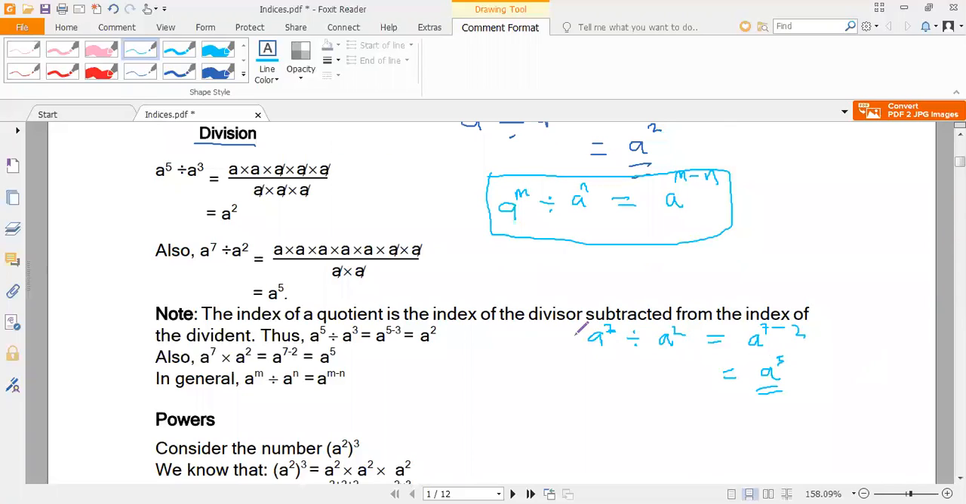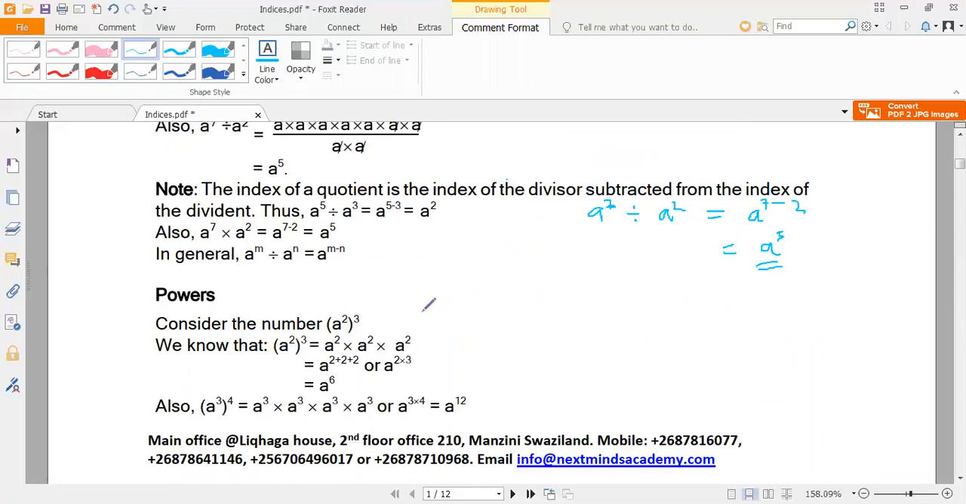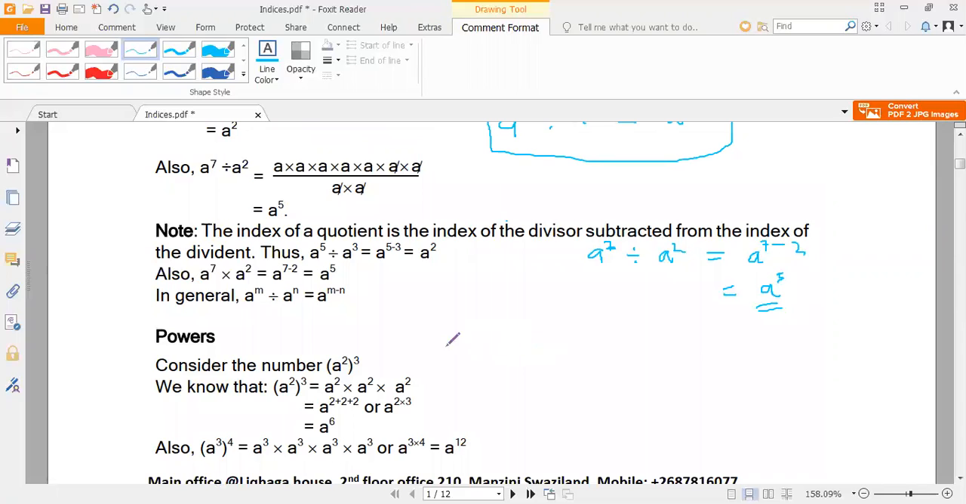So let us look at how we deal with powers. If you have a power being raised to another power, for example, if we have a squared, in this case, raised to a power of 3, what we do is we maintain the base, which is inside the bracket, and then we multiply the powers such that it becomes a power 2 times 3, and the answer is a to the power of 6.